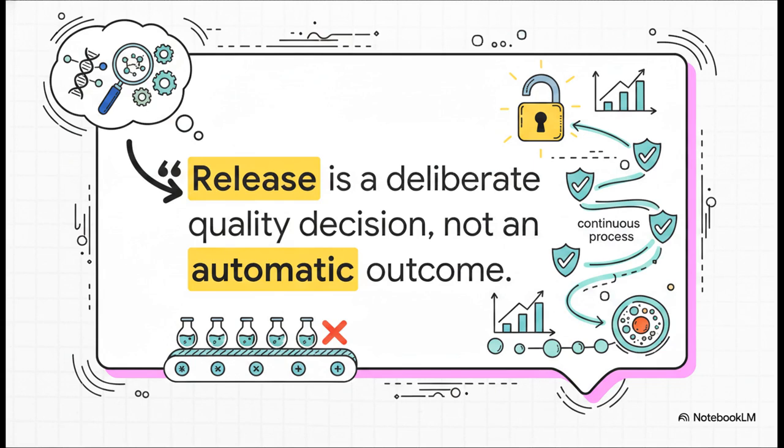I want you to really listen to this core principle. Release is a deliberate quality decision, not an automatic outcome of completing manufacturing. If you take away only one thing from this entire explainer, let it be this. Quality is an active, continuous, and highly deliberate process. It is never just a convenient byproduct of making something.